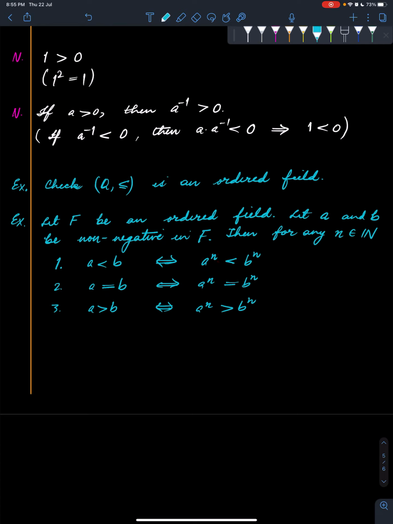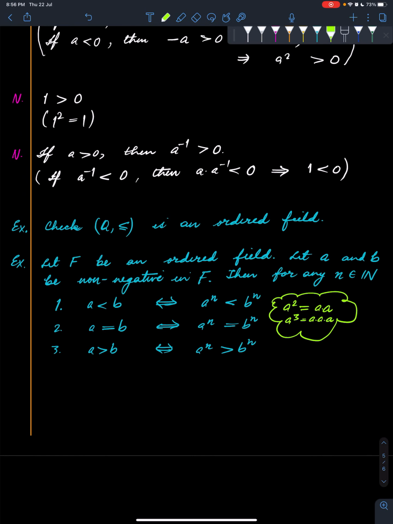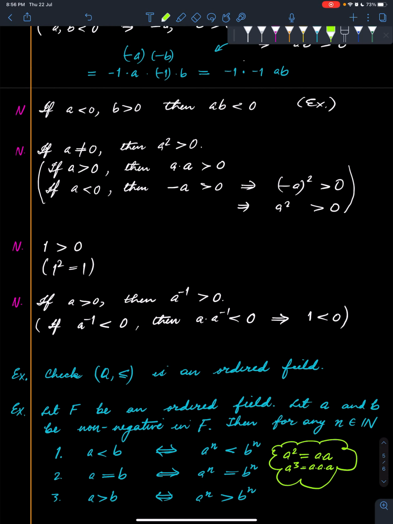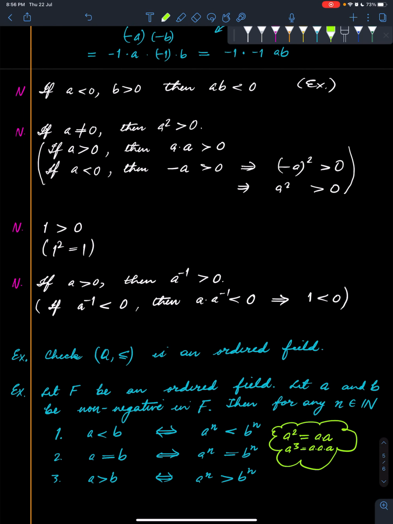But then what do I mean by a to the n? So a to the n simply means, a square simply means a times a, and a cube simply means a times a times a, and similarly you can figure out what is a to the n. So that's just a notation. Okay, so I think that's all. Let me check. Yeah, that's all.